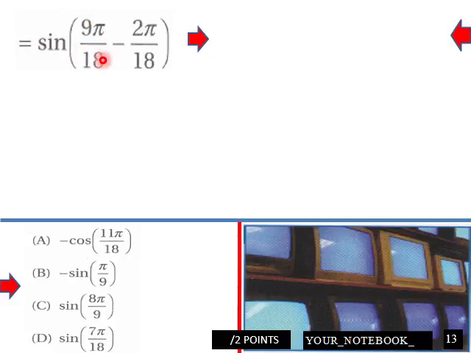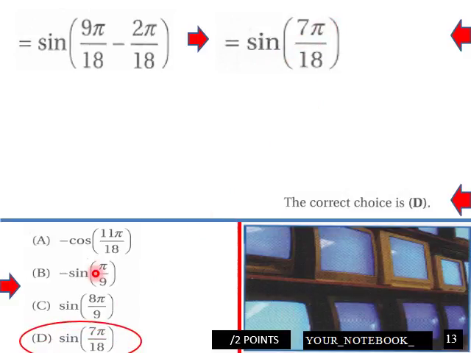Okay, 9 pi over 18 minus 2 pi over 18 would equal sine 7 pi over 18. So that would be right here, D. That would be the way to do that.